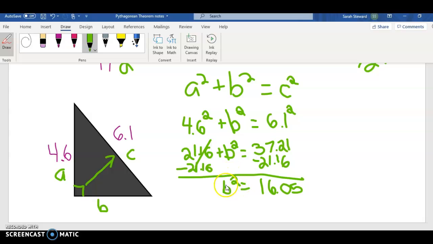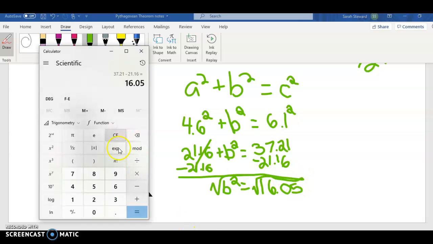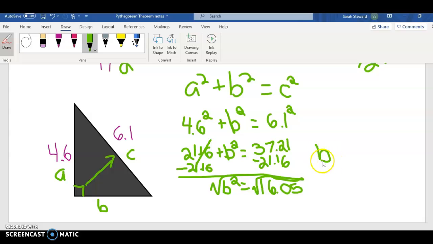Okay, we're going to get rid of this exponent right here. In order to do that, we need to take the square root of both sides. Remember, we are only going to take the positive square root because we're talking about distance. So we've got 16.05, and we are going to be taking the square root, and it's going to be 4.006. So we're just going to round that to 4.01. So B is going to equal 4.01.